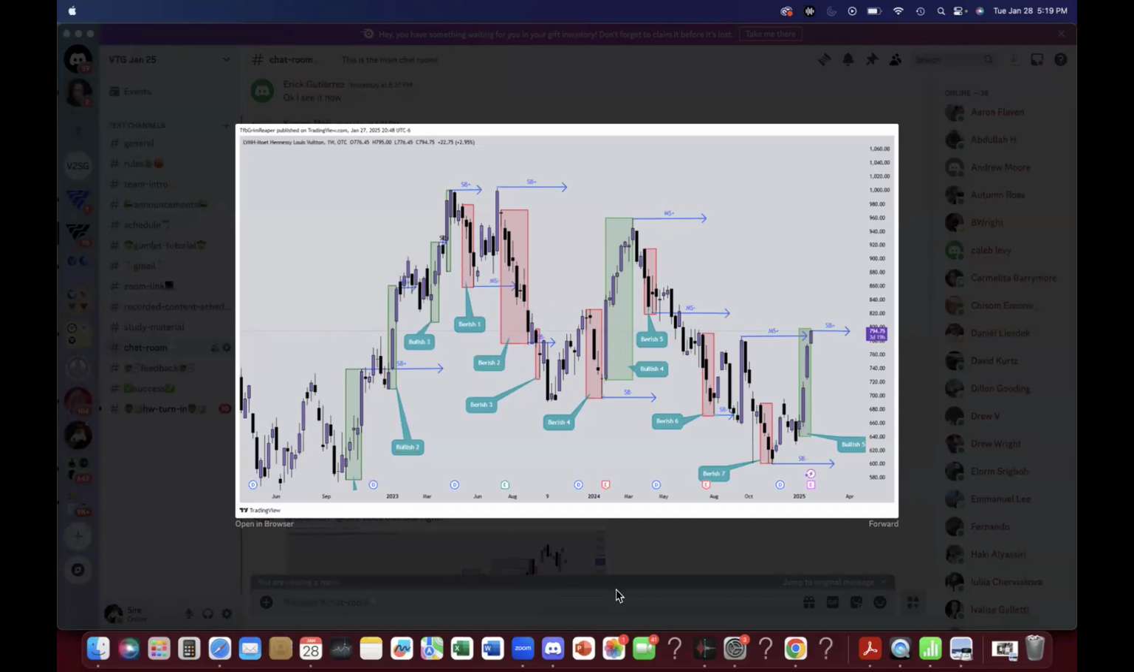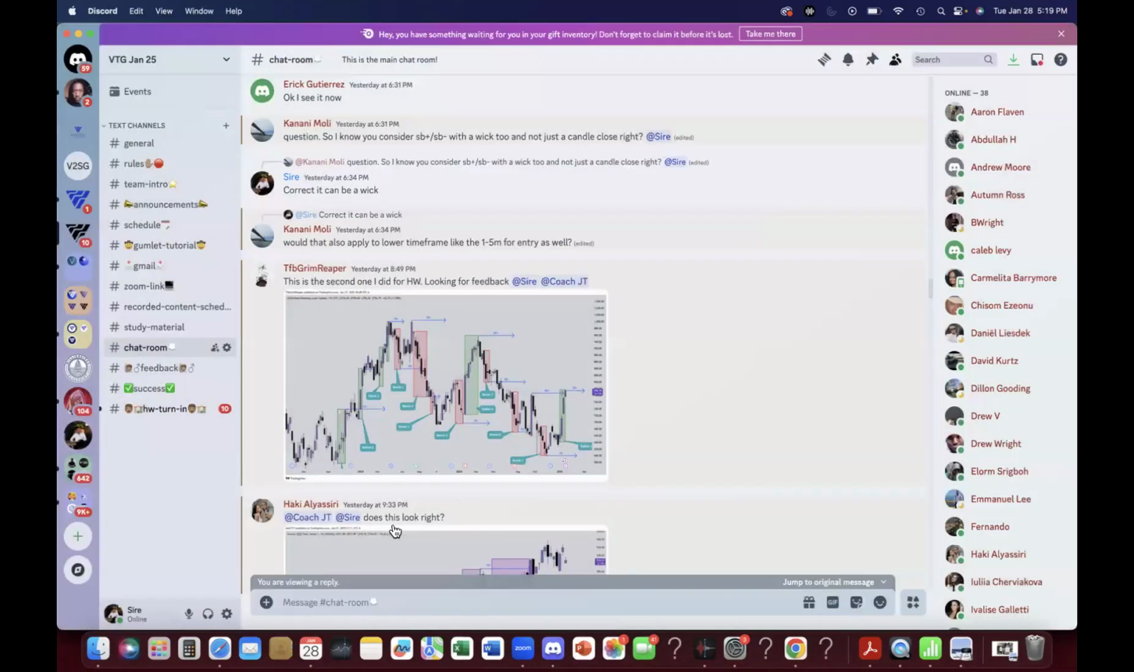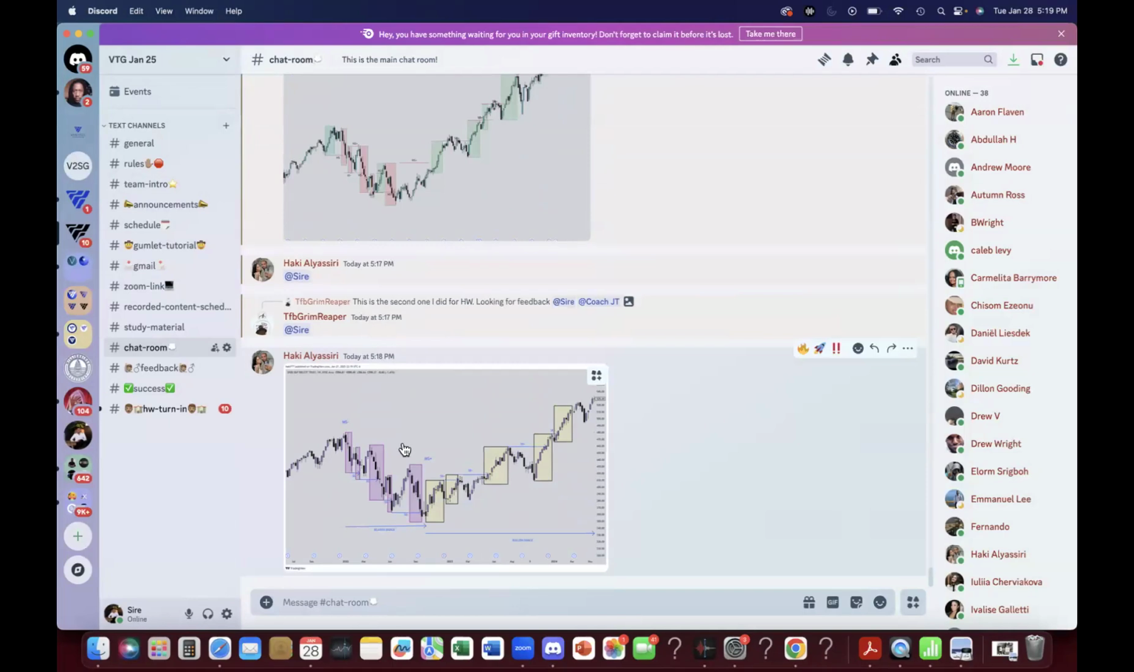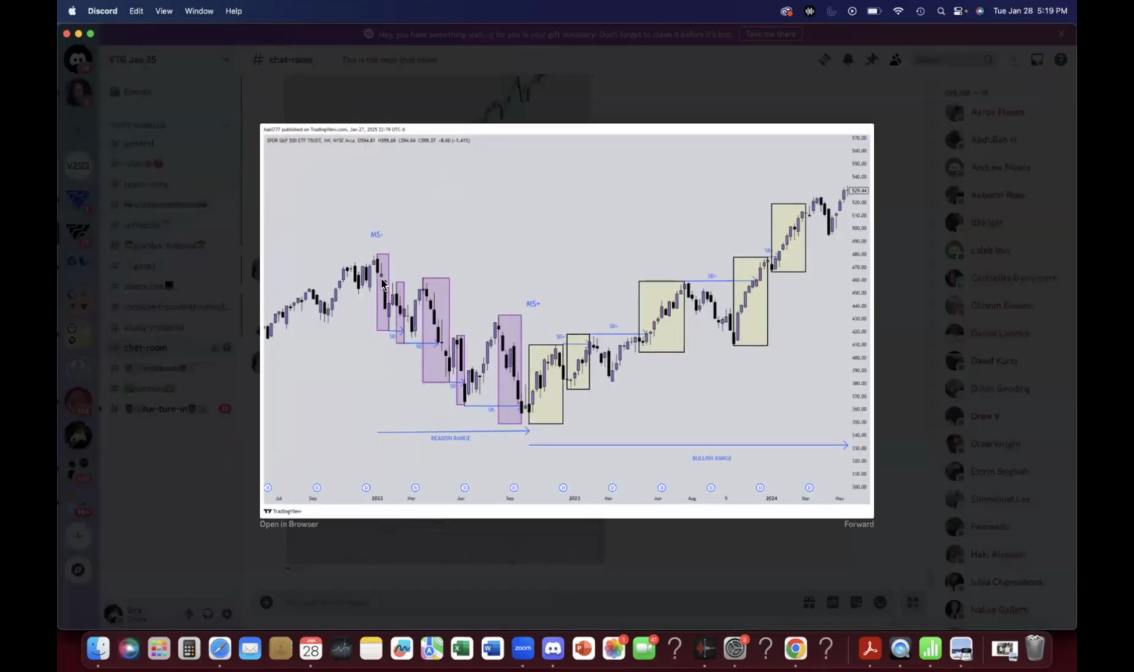So still some work. I don't know why the screen keeps going away. All right, let's do this one, then we'll go to the other group.